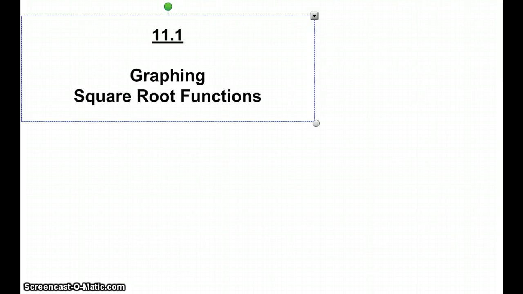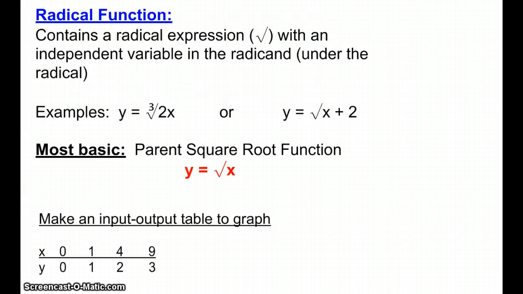This is section 11.1, graphing square root functions. A radical function contains a radical expression, that means a square root sign, with a variable in the radicand, that is underneath the radical. Some examples of this would be y equals the cubed root of 2x, or y equals the square root of x plus 2.